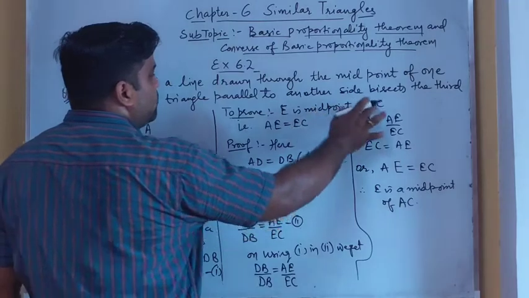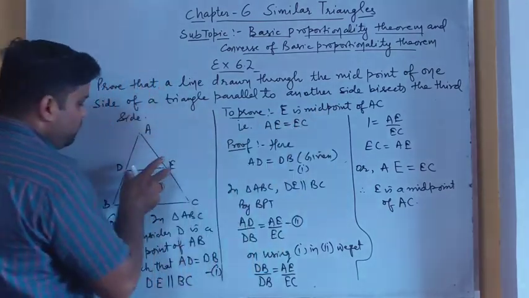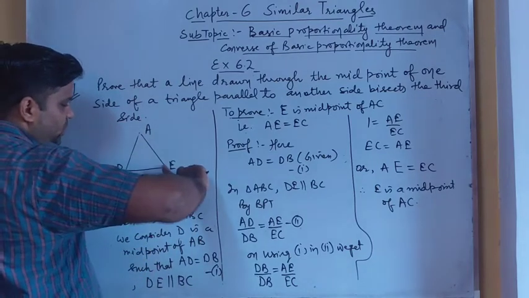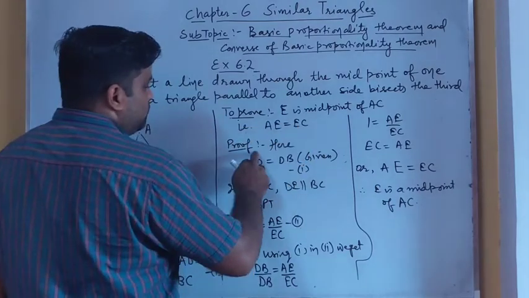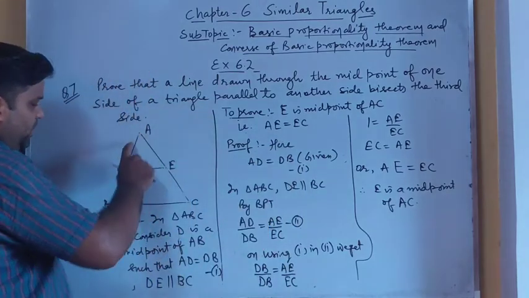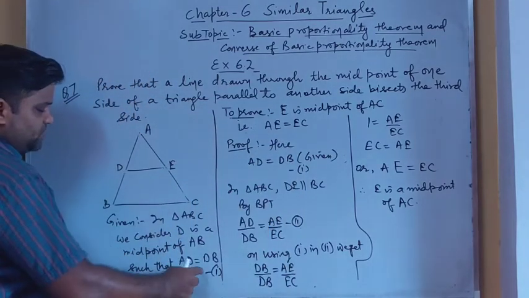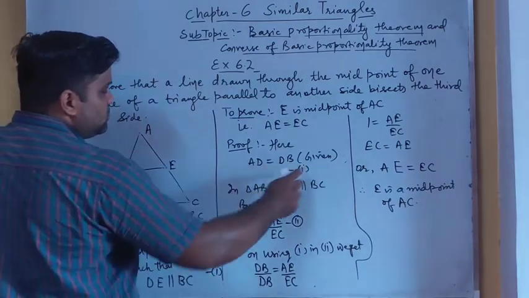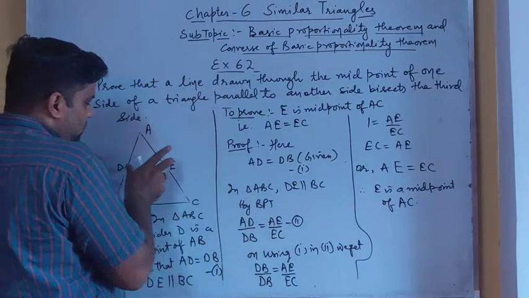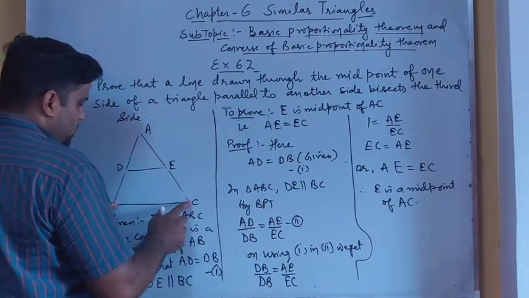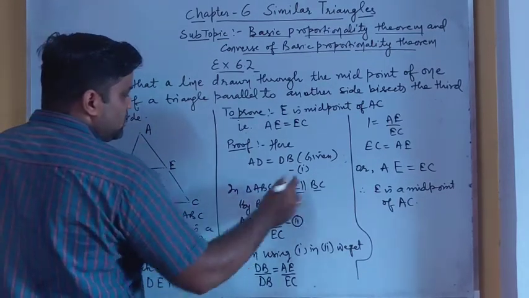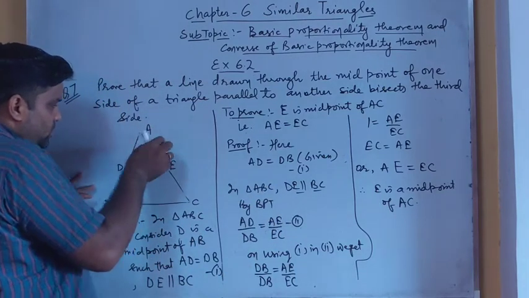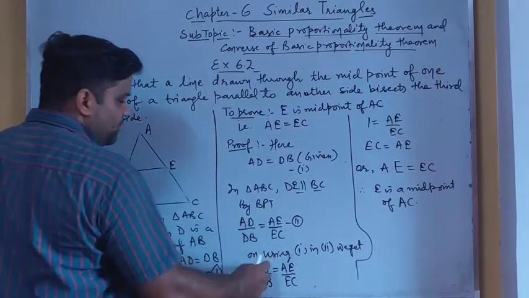So to prove E is the midpoint of AC, AE is equal to EC, we have to prove DE bisects the AC such that AE is equal to EC. So the proof: as AD is equal to DB, which is given in the question, we consider it as equation number 1, which we have already considered. Now in the triangle ABC, in the question DE is parallel to BC. So by the basic proportionality theorem we write AD by DB is equal to AE by EC.